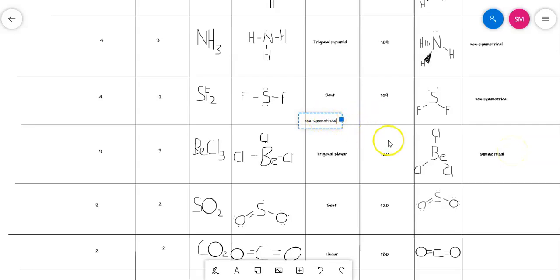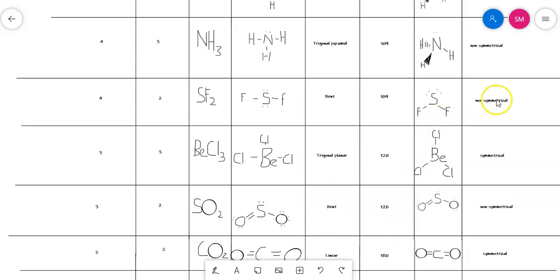And finally, we've got carbon dioxide. So if you've got a carbon in the middle and two oxygens directly opposite each other, and they're pulling with the same force, that carbon is not going to go anywhere. So this one, carbon dioxide, a linear molecule, is going to be symmetrical.